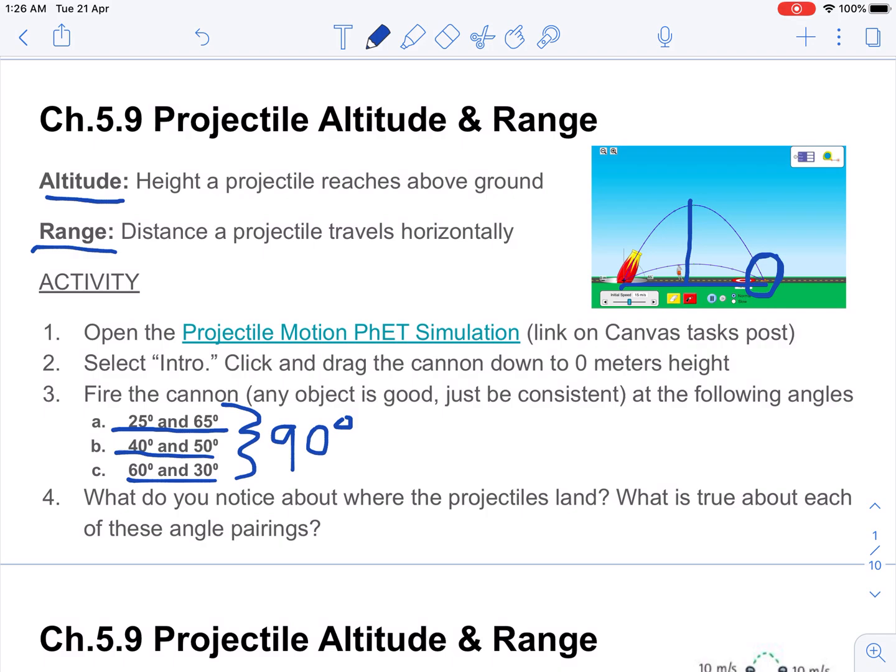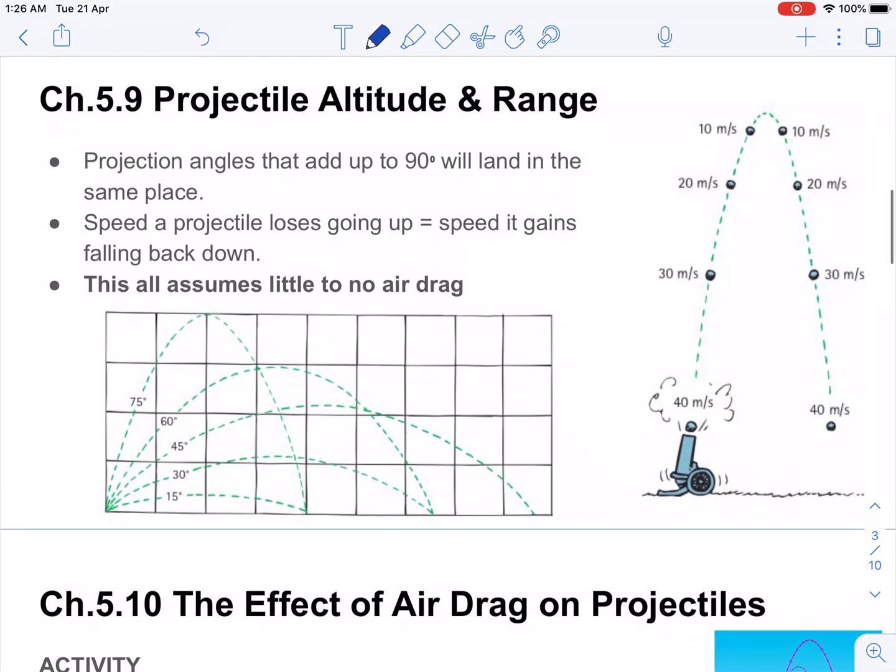So, kind of a cool thing to notice that if you have that consistency, then the projectiles always land in the same place. Now, this is conditional on the cannon being level with the ground, though. I tried this with the cannon 5 meters, 10 meters off the ground. This rule doesn't apply then. So, there's that first rule there, that if the angles add up to 90 degrees, it'll land in the same place.